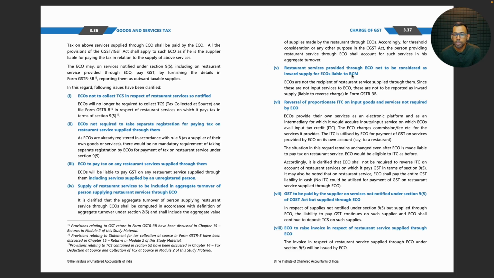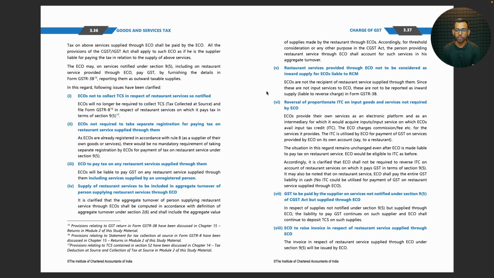Restaurant services provided through ECO not to be considered as inward supply for ECOs liable to RCM. ECOs are not a recipient of restaurant services supplied through them. Since these are not input services to ECO, these are not to be reported as inward supply in form GSTR 3B.